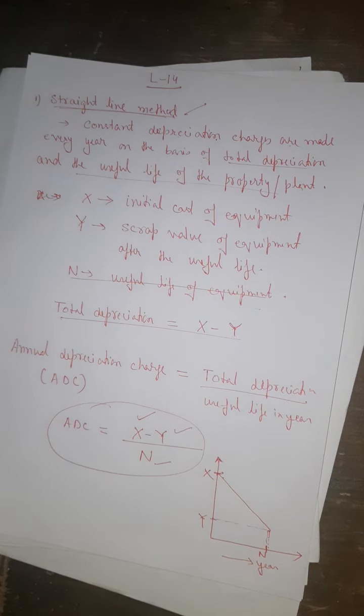It means whatever depreciation charge is made during the first year, the same will be made during the nth year. Same for the first year, second year, third year, and whatever the value of n, so if it is 20, then during the 25th year the same depreciation charges are made. So that is why the graph is a straight line.